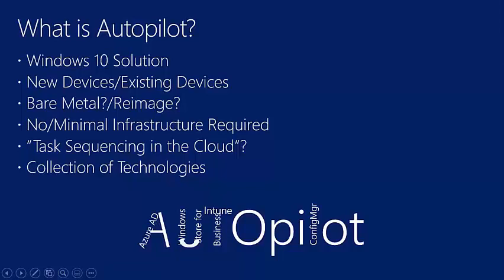You'll see all this. It'll come more clear to you as we walk along. And then finally, Autopilot is also a collection of technologies, right? So as we think about Autopilot, what do we need? We need Azure Active Directory Premium. We need Intune, or a third-party provider for MDM. We need Microsoft Store for Business.